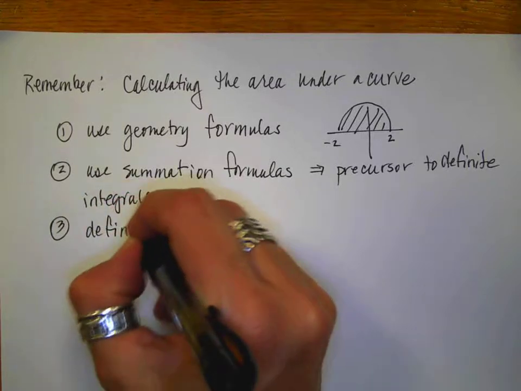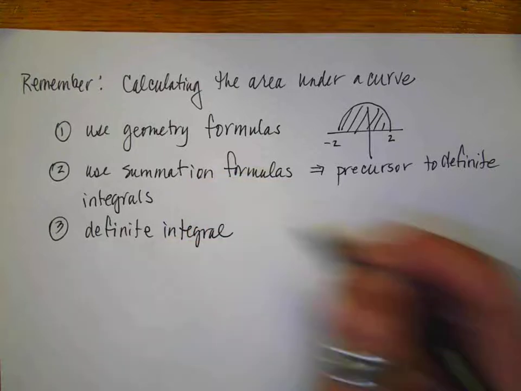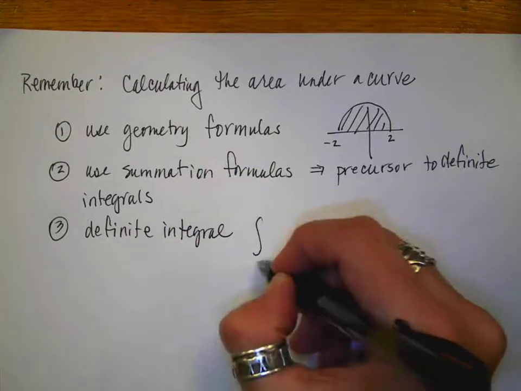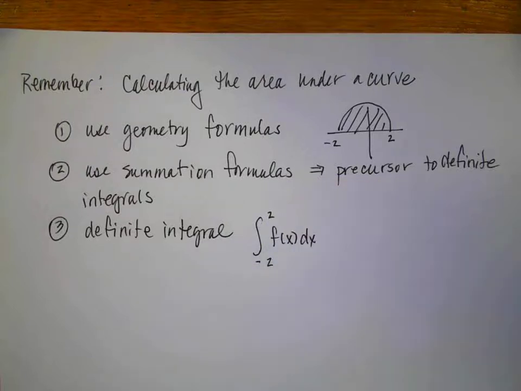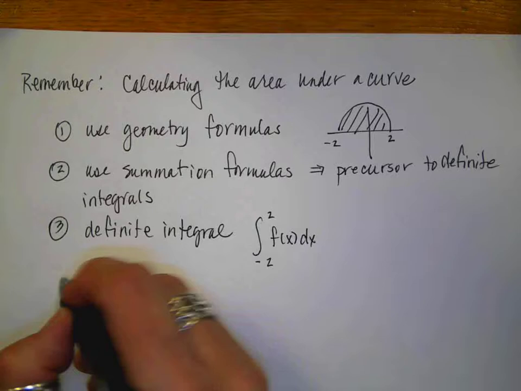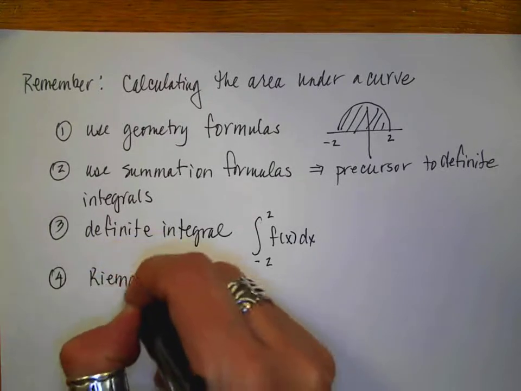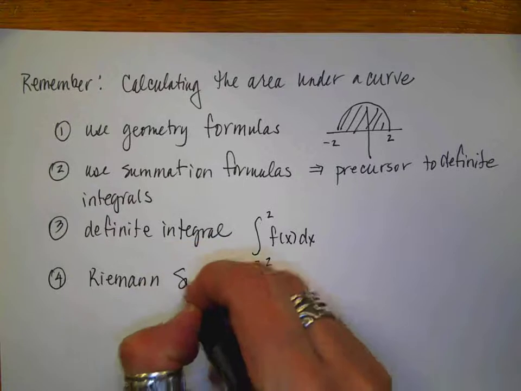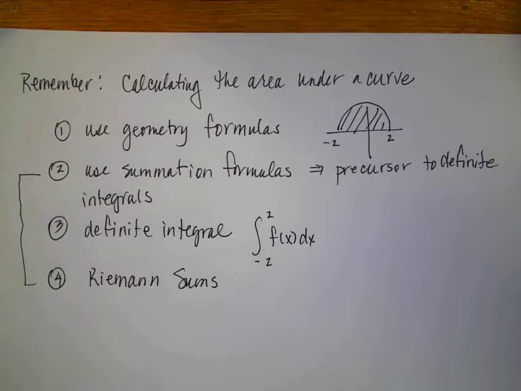Alrighty. The next way, obviously, then is I could use a definite integral. And if I use the example that I had there, I could do the integral from negative 2 to 2 of f of x dx. Alrighty. And then I could also use my Riemann sums. And my Riemann sums really are kind of the same thing as doing the summation formulas. It just depends on how the question is asked.